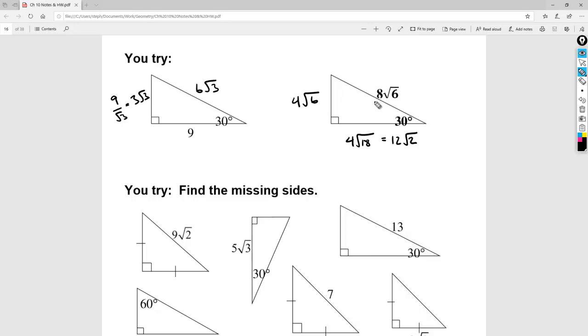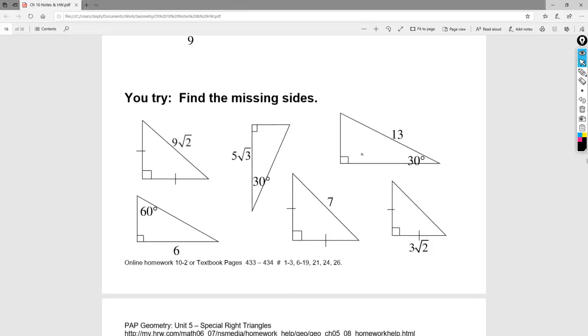Right, over here in my second example, I'm starting with the hypotenuse, so I'm first going to divide by 2 to get my shorter leg, and then multiply by the square root of 3 to get my longer leg. So that'll give me 4 root 18. I take a 9 out of this, so I'll end up getting 12 root 2.